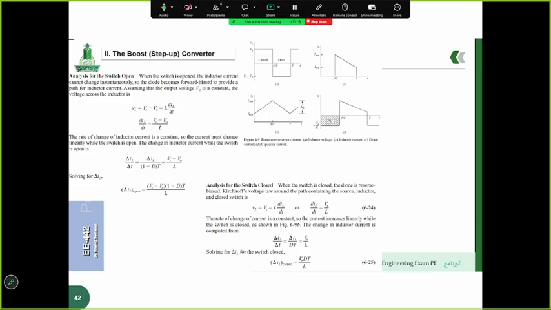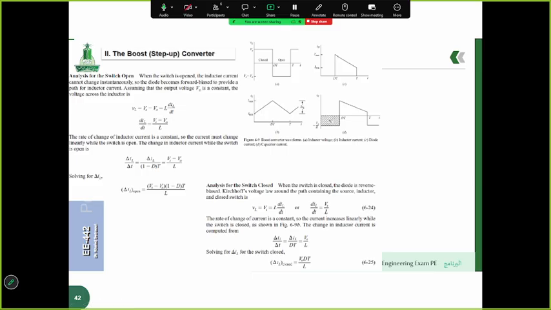In the second interval, when the switch is open for the remaining time, 1 minus D times T, the inductor current must continue flowing. As a result, the diode becomes forward biased, providing a path for the current. In this state, the inductor releases its stored energy and effectively acts as a voltage source. The inductor voltage becomes VL equals Vs minus Vo, which is negative since Vo is bigger than Vs.